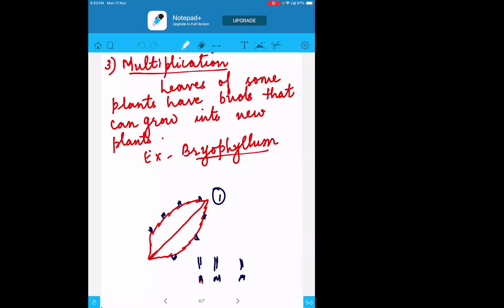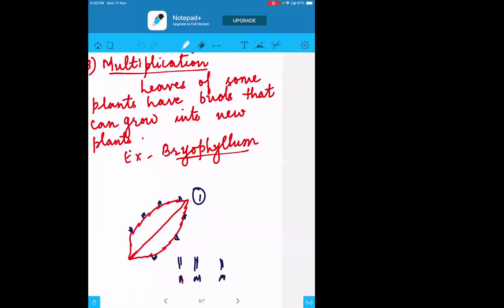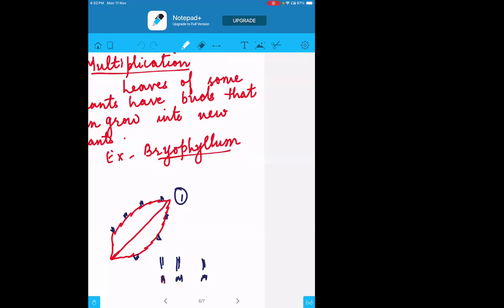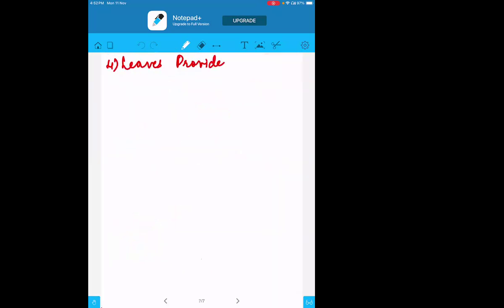Okay, we'll go to the last one now, the fourth one. Leaves provide protection also. As you might have seen, the cactus.